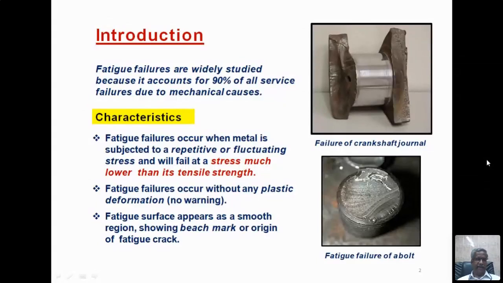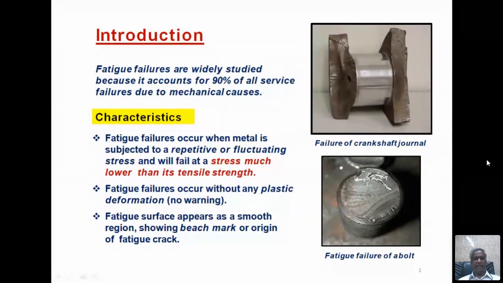But in the calculations, designers mostly refer to the yield strength or yield stress. But in fatigue loading, in cyclic loading, the failure will occur even well below the yield strength itself. Even if the stress is lower than the yield stress, the failure will occur. That is the critical aspect of fatigue behavior. That's why people study fatigue behavior and fatigue crack growth behavior in depth.